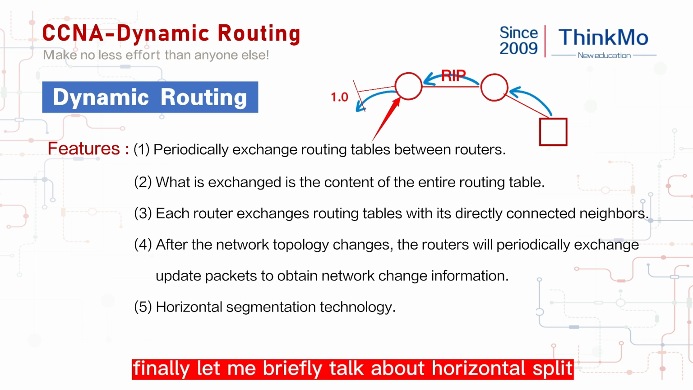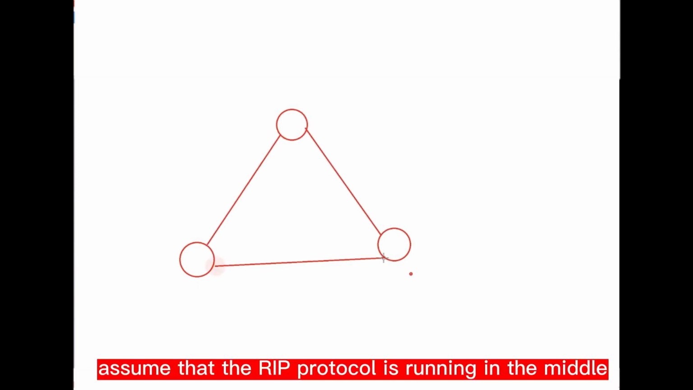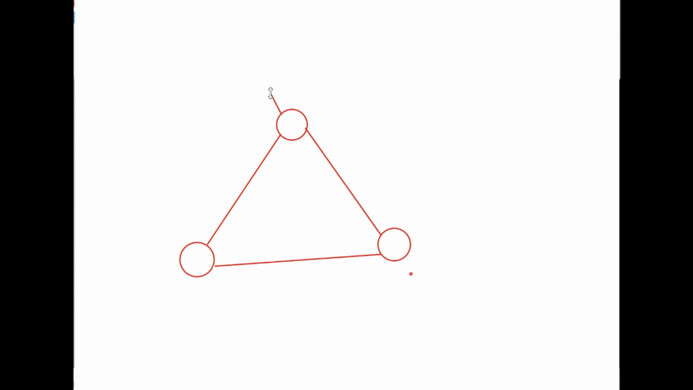Finally, let me briefly talk about split horizon. I draw a picture to explain. Next time you see this word, it should be when you learn BGP in the NP phase. You will touch this split horizon again. I give a simple example. Now there are 3 devices, interconnected with each other. Assume that the RIP protocol is running in the middle. You don't need to have a deep understanding of this protocol. Now there is a network segment.